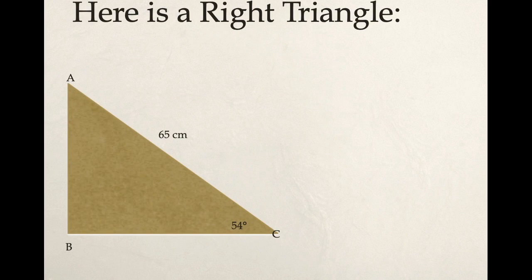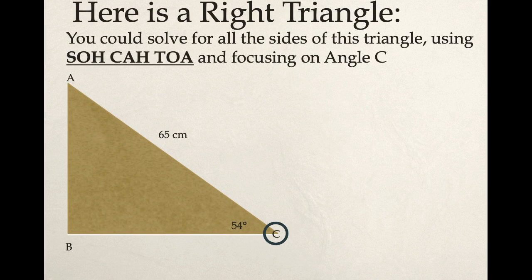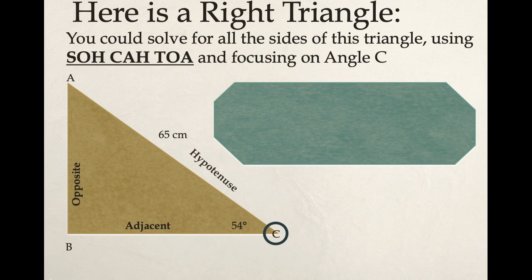Here is a right triangle once again, where we're going to be focusing on angle C, and you are going to be able to solve all the sides of this triangle, this time using SOH CAH TOA. So of course the first thing that you should do, once you're focused on an angle, is always label your sides opposite, adjacent, hypotenuse according to that angle C. And I've done so here. So what we're first going to do is try to find what we can based on what we're given. We're given that this angle here is 54, and we're given that the hypotenuse is 65.